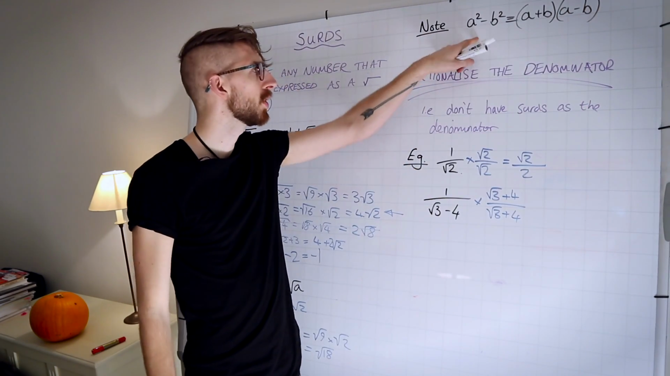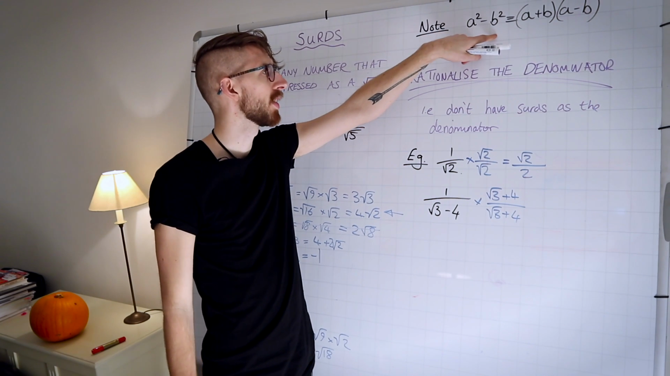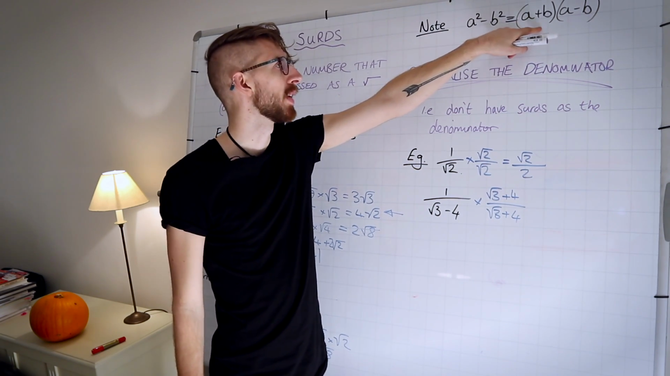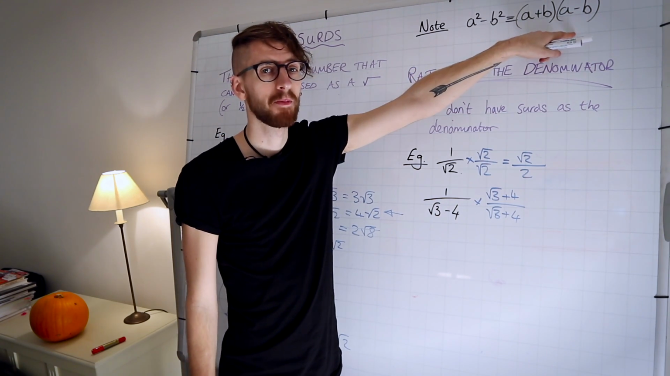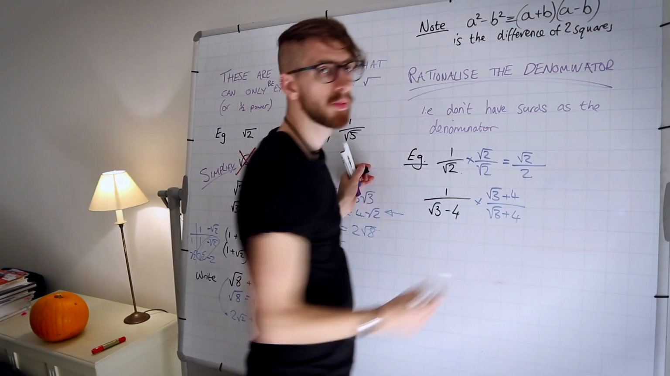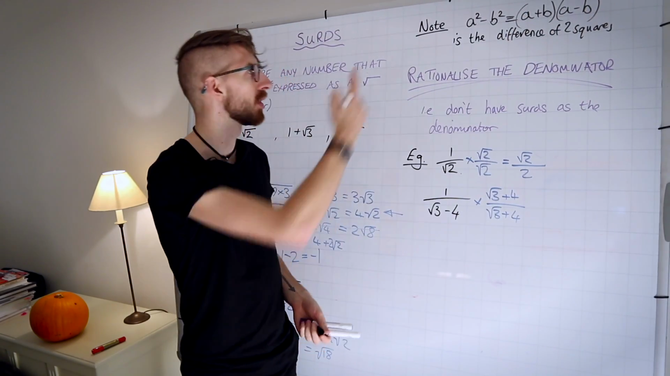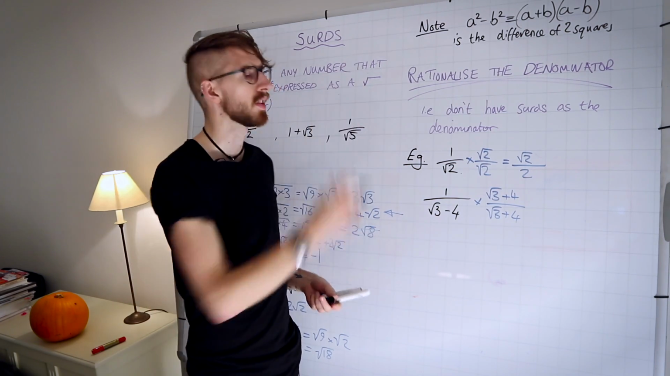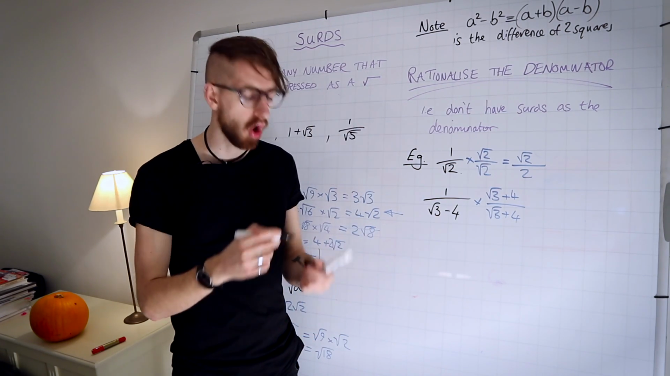So if you have two squares and you do one minus the other, that is always equal to a plus b times a minus b. Now this is called the difference of two squares. So called for obvious reasons because you've got the difference between a squared and b squared. And it's always equal to that. It's an identity, always, always true.